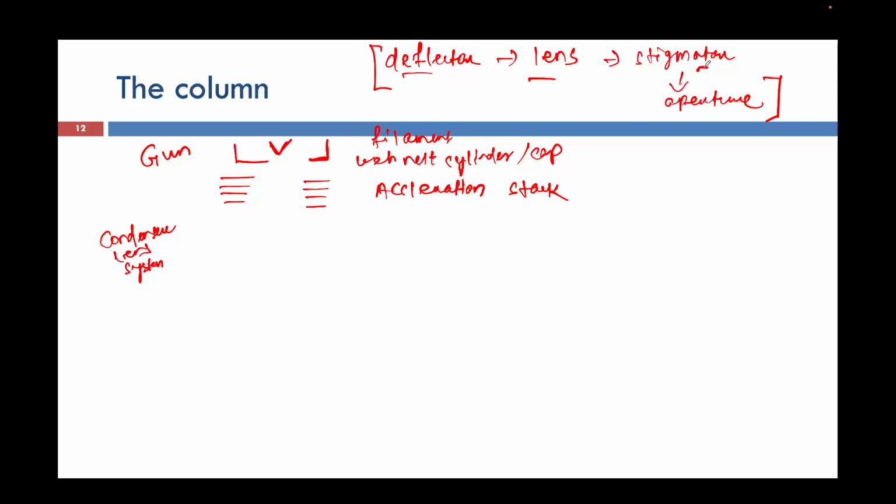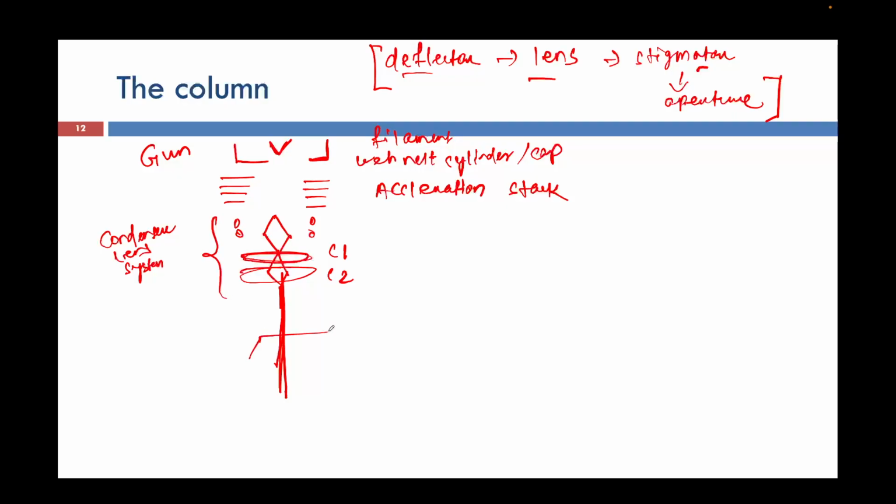Okay, so here these things will be there. I'm drawing this kind of lens, but ideally there will be pole pieces, so these lenses will not be there. And then finally, let's say I am drawing a column here. So this is my condenser lens system.